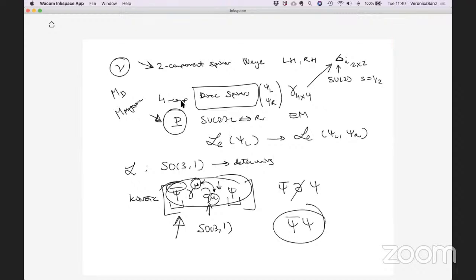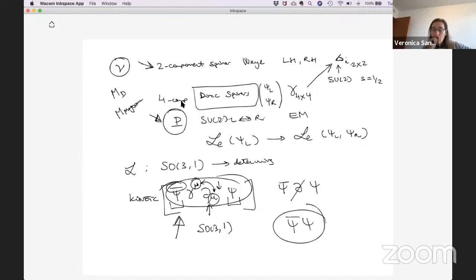Before leaving, there are 3 questions. So, is the relation SO(3,1) approximately SU(2) left times SU(2) right the reason why we call SO(3,1) the double cover of SU(2)? Yes. Okay.